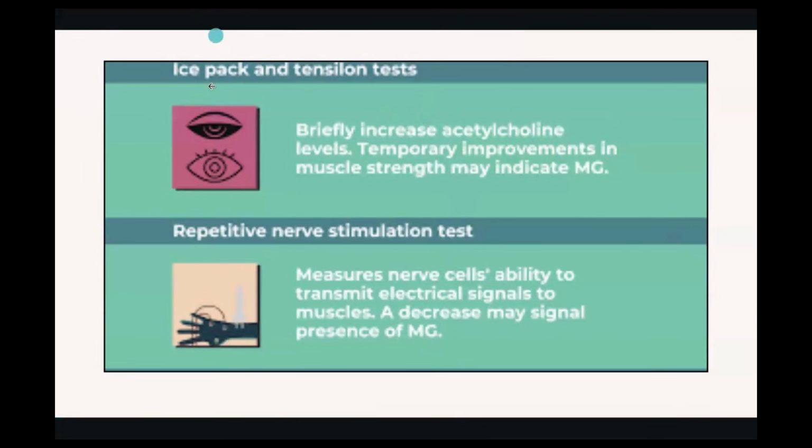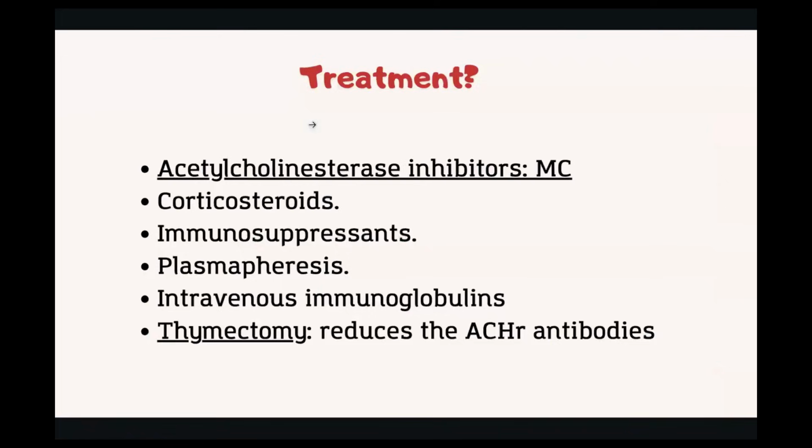Also, the ice pack test, again, you put an ice pack on the area, for example, on the eye where there is weakness. And because the ice pack, again, is going to increase the acetylcholine in that area for some reason, we're going to have improvement, so you're going to diagnose myasthenia gravis.